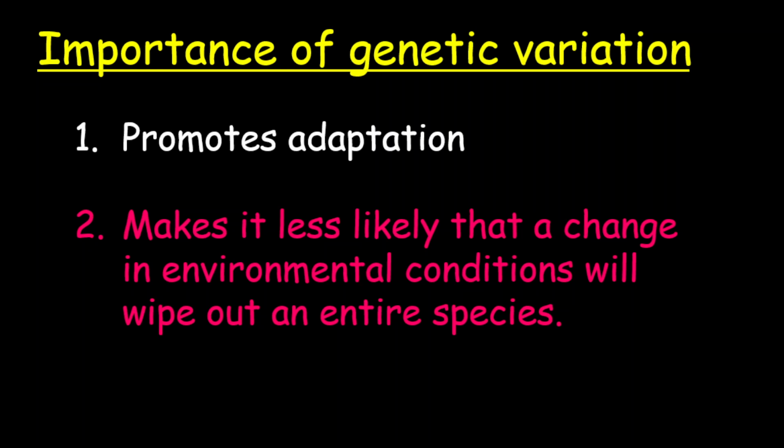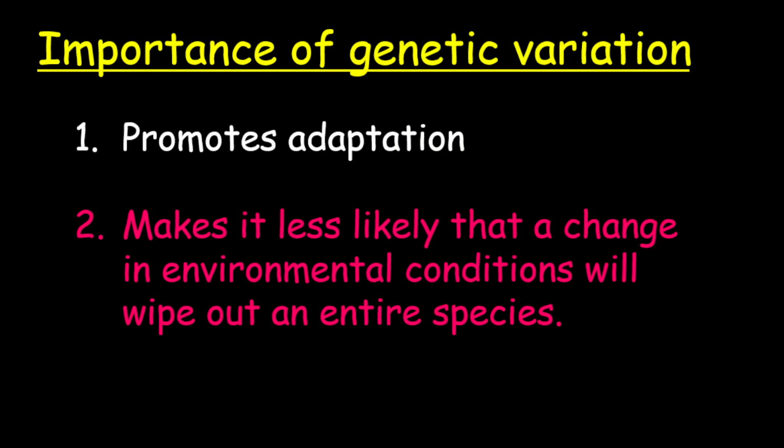The second thing is that genetic variation makes it less likely that a change in environmental conditions will wipe out an entire species. In other words, variation helps to prevent extinction. It ties in with the first one: adaptation leads to better survival and prevents extinction. So they are interlocked or interrelated if you think about it.